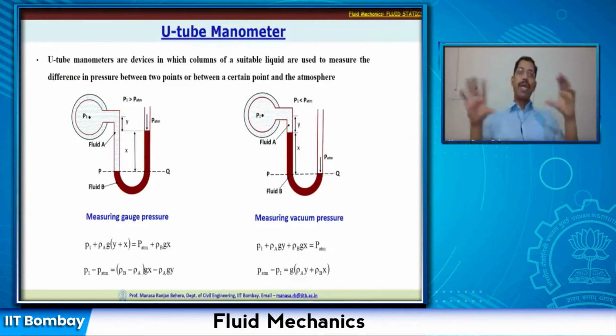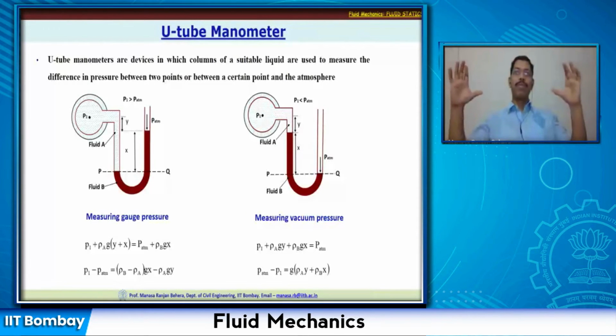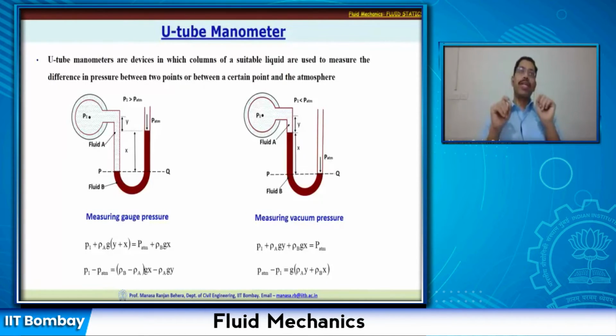So, let us say you have a pipe. Within the pipe, what is the pressure you want to measure with respect to atmosphere? That can be measured. Or you have two different pipes where the flow is taking place, and you want to measure the pressure difference. That also is possible. So, the right side column of this U-tube is kept open here to atmosphere. That can be connected to the other pipe, and you can measure the pressure difference between the two. So, basically it is measuring the pressure difference between two different references or points.